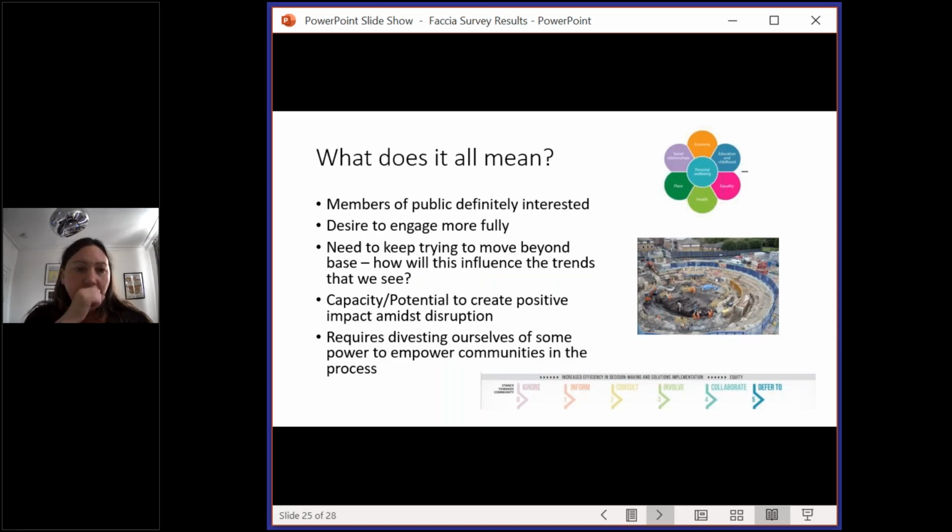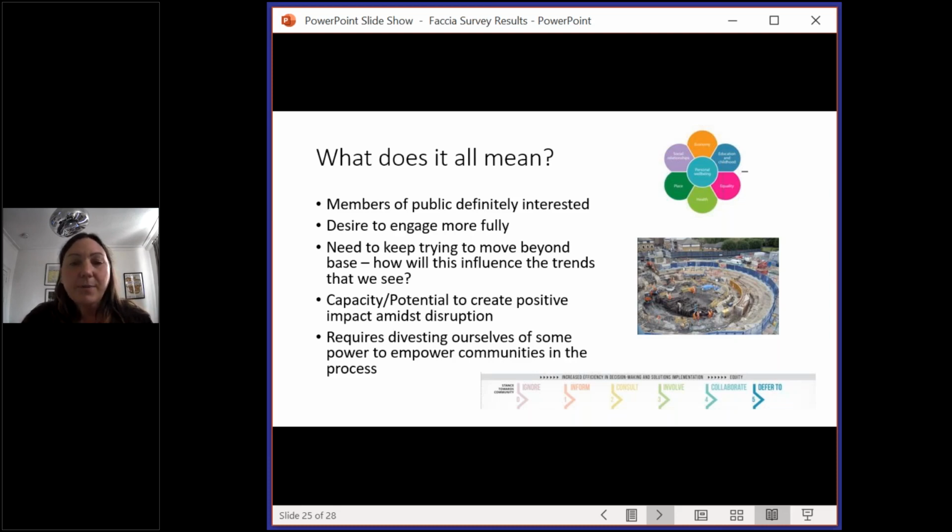So what does this all mean? I think it means that members of the public are definitely interested in what we do. So we close ourselves off again behind that hoarding, but at least from this survey, from this pool of respondents, what we can see is that people are interested in engaging, and they want to engage more fully, or they'd be interested in it at least. So for example, helping think of local research aims, or questions about their community, or ways to actually catalyze the archaeology into something that's meaningful for their community in whatever respect that might be. We need to keep trying to move beyond the normal base. And the question coming off of that is how will that influence the trends that we see?